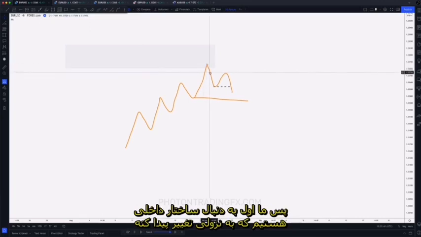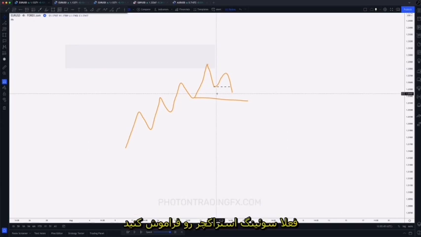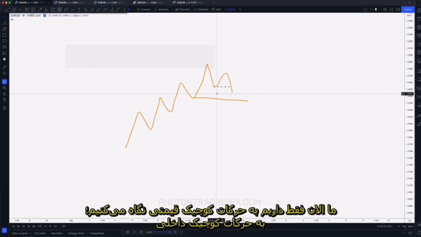So we would look for the internal structure to first switch bearish. Okay, so again, forget about swing structure. We're purely just looking at the small movements in price, those small internal movements.